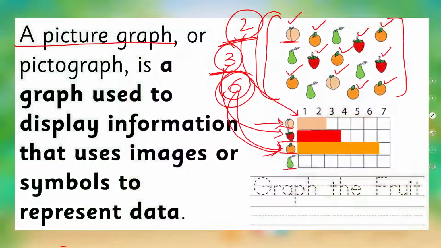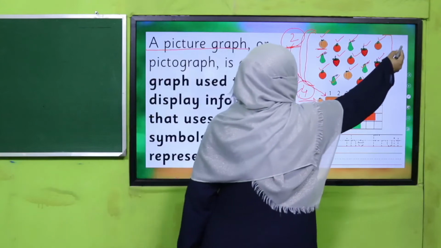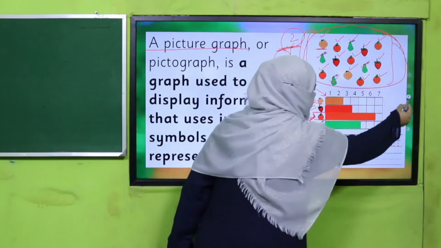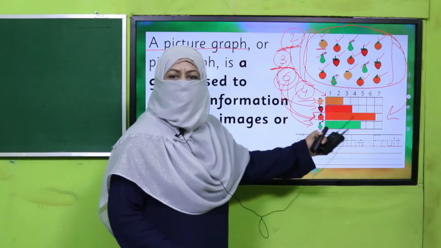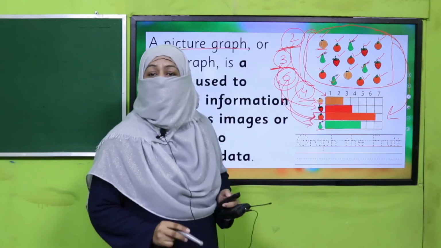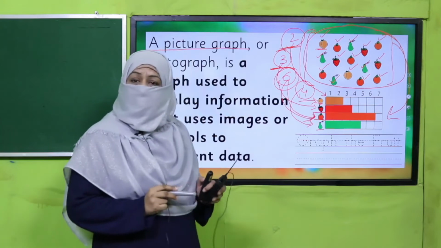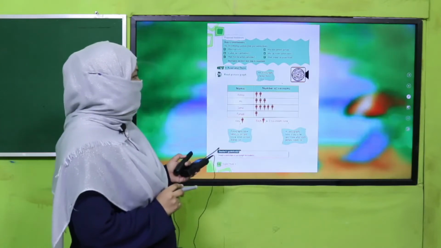And the last fruit for this data is pear. How many pears are there? 1, 2, 3, 4. There are 4 pears. How will we show it in this graph? 1, 2, 3, 4. Right? Now, my dear children, this data for fruits has been presented in this pictograph. The way we have presented it over here, this is called picture graph. Do you understand? Good. Now, the second thing which we are going to learn today is pie chart.